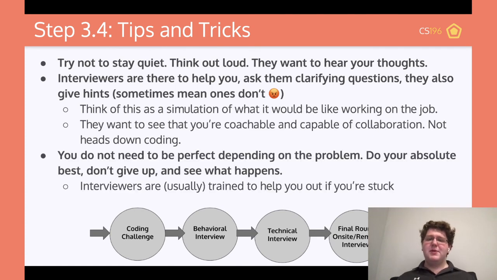And then you don't need to be perfect depending on the problem, right? Do your absolute best and don't give up, but you don't need to be perfect. Interviewers are usually trained to help you out if you're stuck. I actually had an interviewer where I had one edge case that I had forgotten how to do with the data structure. And he just said, oh, that's fine. You can skip it. I understand, you got most of it, so we'll move on and just pretend you could have Googled it or whatever, right? So most interviewers will be pretty lenient about edge cases and that kind of thing, as long as you understand that you knew where you were going, you just needed a little bit of help. Or sometimes they'll even help you and show an example of that collaboration that we were just talking about.